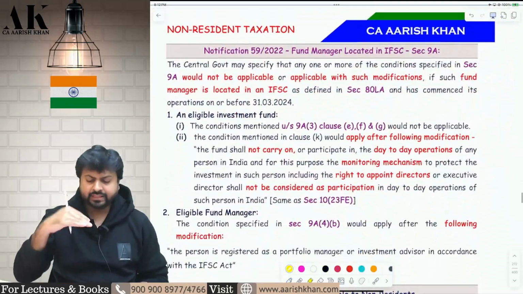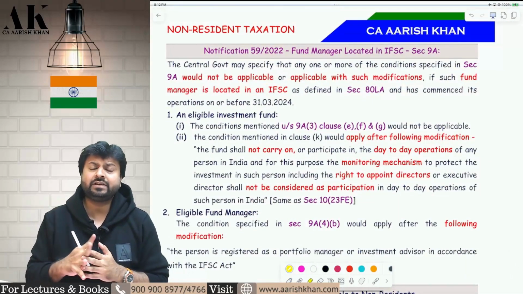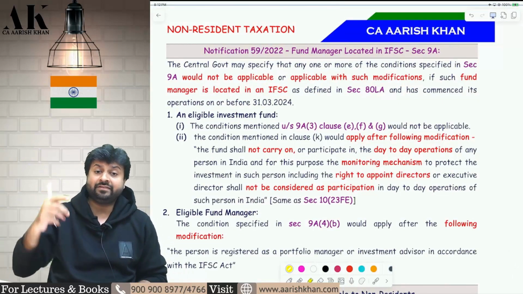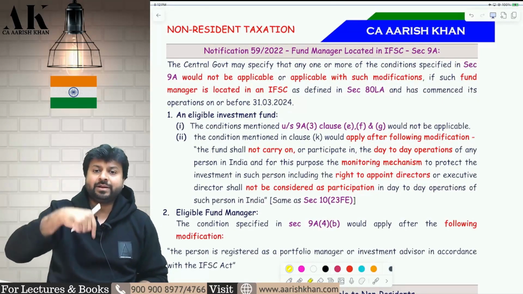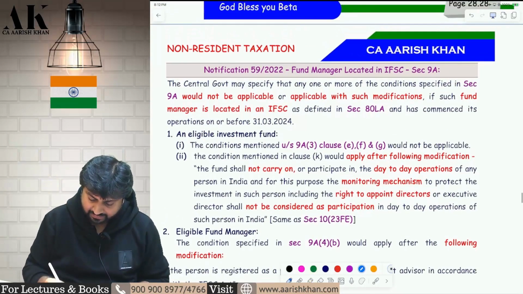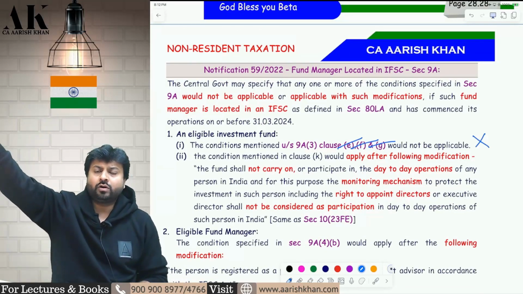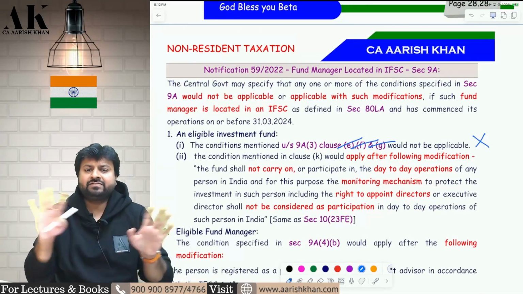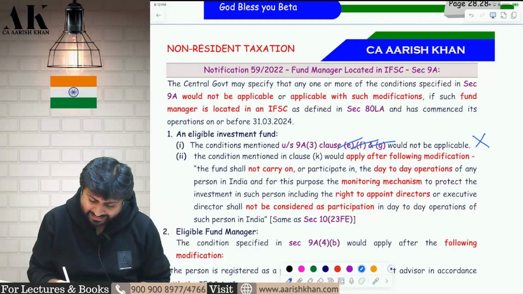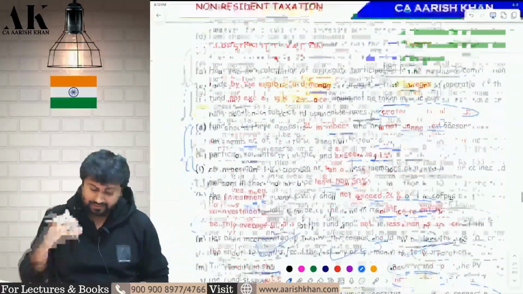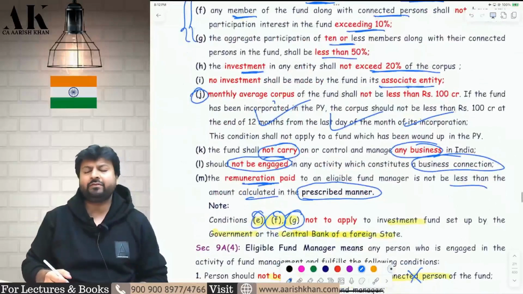Now, there are some relaxations and some modifications given if the fund manager is located in IFSC. If the fund manager is located in IFSC, then first of all, E, F and G conditions are not applicable, the way it was not applicable to the government of a foreign country. Remember, E, F, G is not applicable. And K is applicable with some modification. If the manager is located in IFSC, K is applicable with some modification.